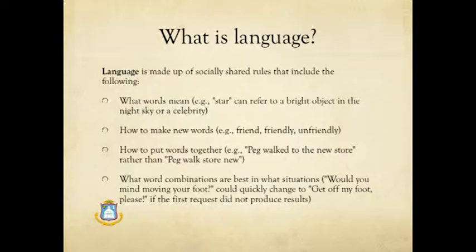How do we put these things together? That's syntax, grammar. I went to the beach yesterday, and not I went to the beach today. That is also in the development of language. And then word combination: what works best?